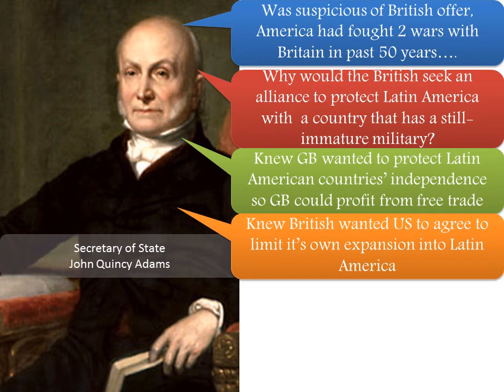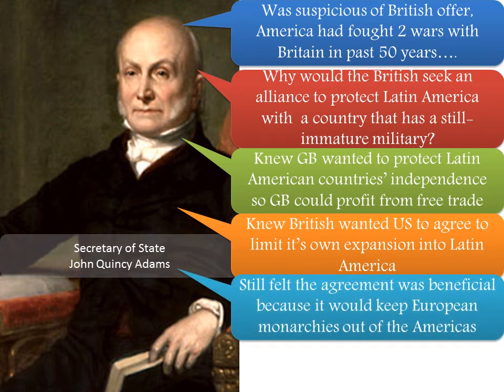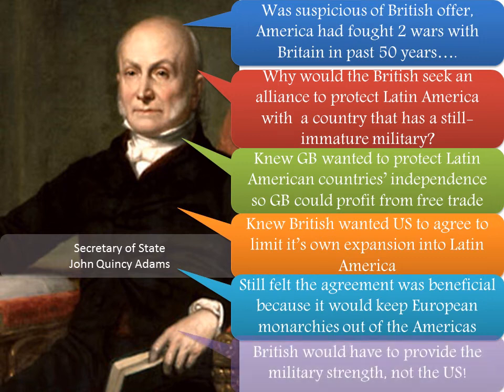But Adams decided that it would be beneficial to ultimately agree to make this declaration, agree to hamper the U.S.'s own expansion, because it would keep European governments out of the Americas. And Adams knew that teaming up with Britain, the strongest military in the world, meant that the British would provide the military power to enforce such a declaration, and little would be expected of the American military. So, Adams set about persuading President Monroe to agree to the joint declaration between the U.S. and Great Britain that would not allow European countries to interfere with the Americas.